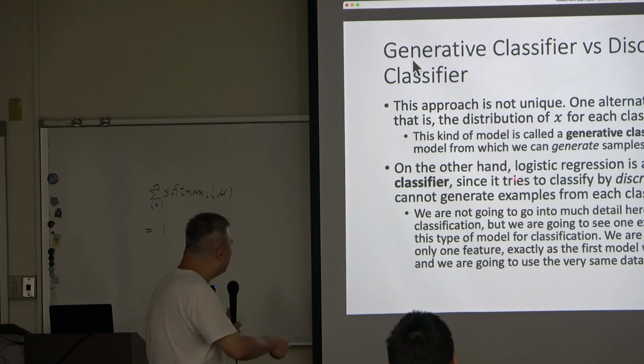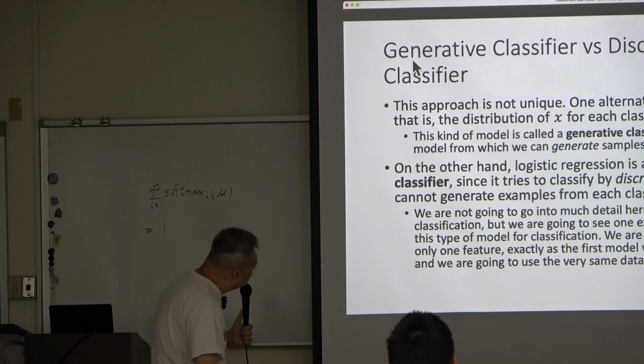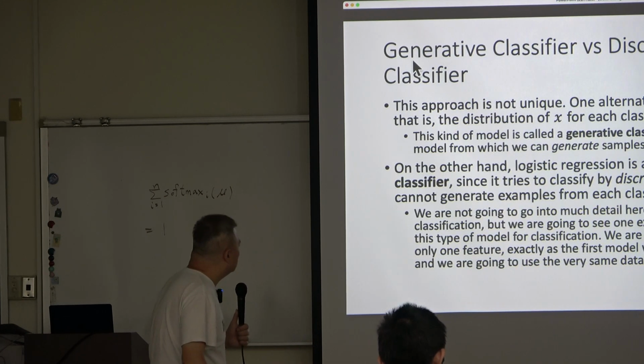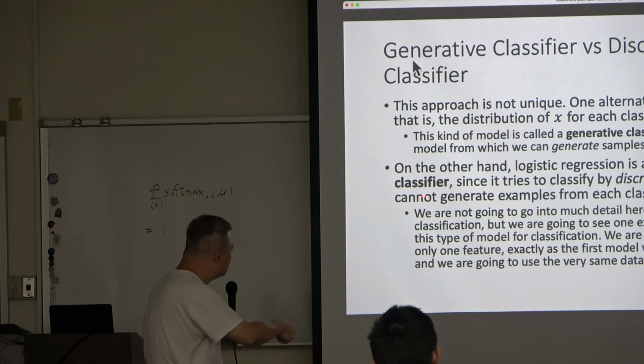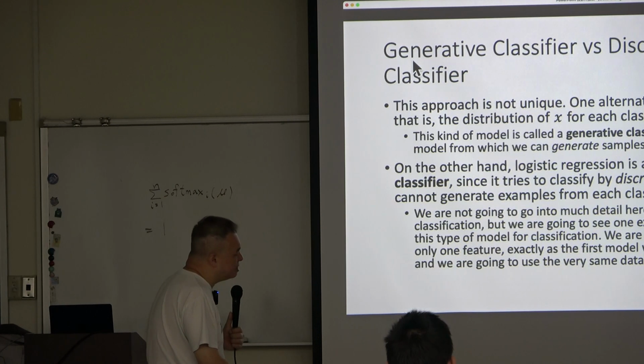On the other hand, logistic regression is a type of discriminative classifier. It is a discriminative classifier because it tries to classify by discriminating classes. We are trying to create classes from the continuous space, so in mathematical terms we call it a discriminative classifier. But we cannot generate examples from each class from the model. This is the drawback. Obviously, it can still be used very well for classification purposes.